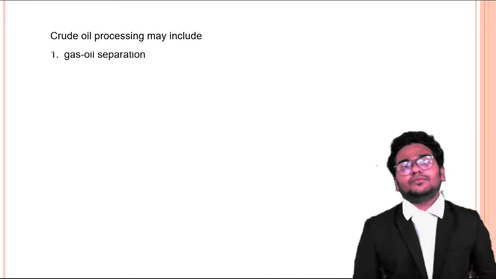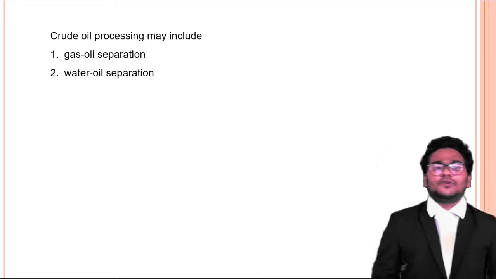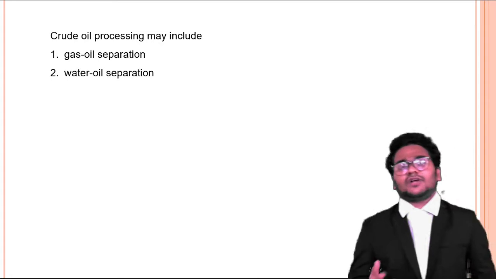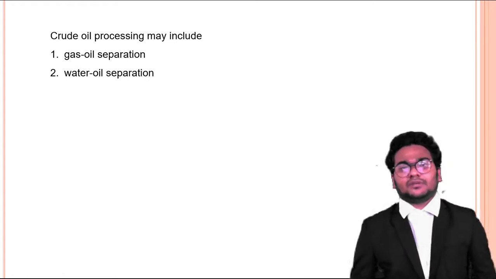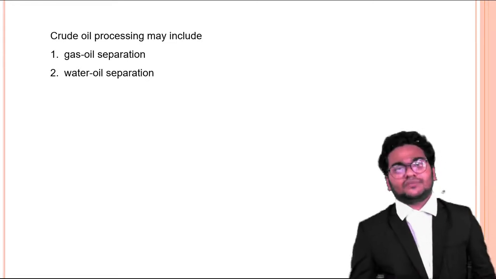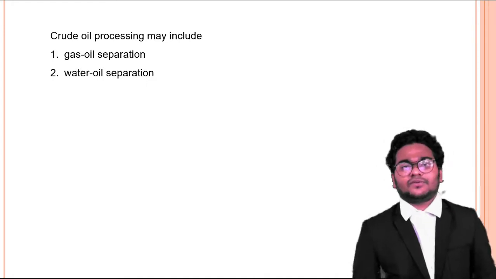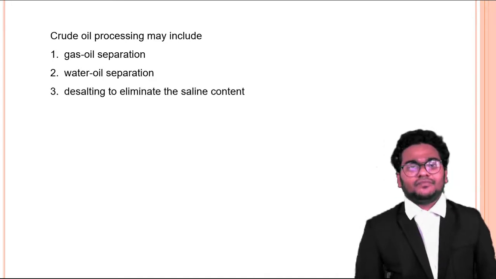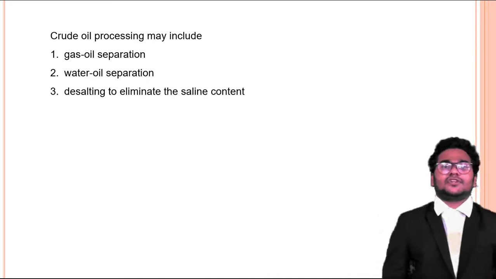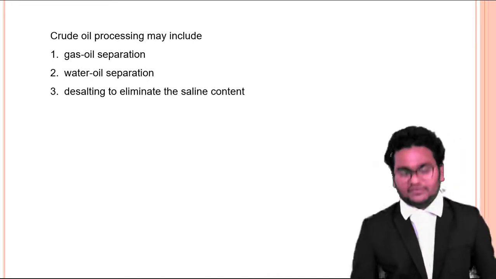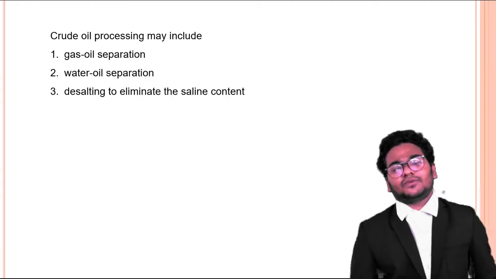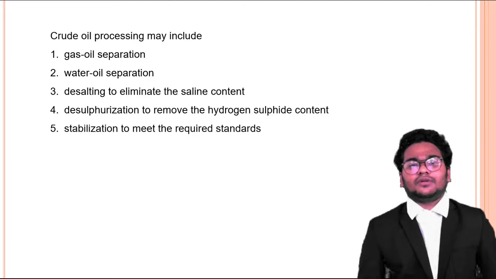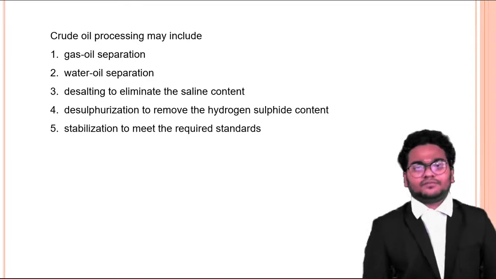After that, we go for the other harmful things which are in the liquid. The sulfur content will be there, so we have to remove the sulfur through desulfurization from the feed which is coming out. One more thing is the salt content, so we have to remove the saline content from the feed. And we have to stabilize and maintain the stability of the feed which is going in.